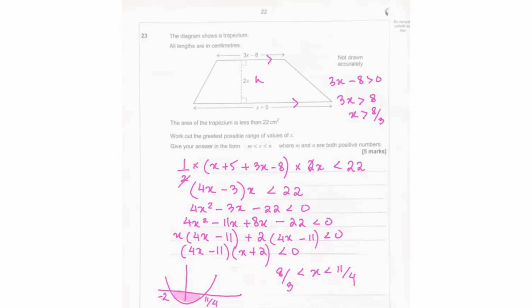And with that, we're done with the AQA Level 2 Further Maths Paper 1. This was the non-calculator paper.